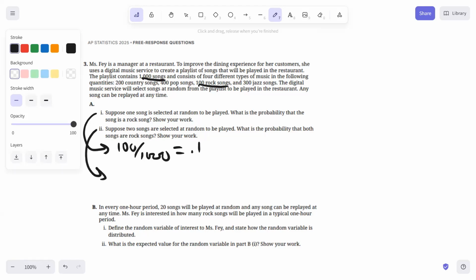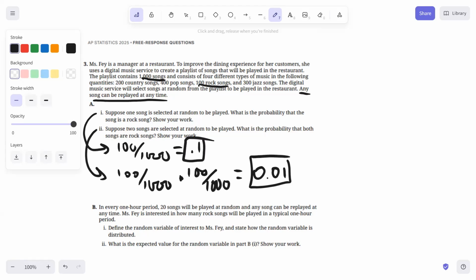Part 2, suppose 2 rock songs are selected at random. What is the probability that both songs are rock songs? Here's something you have to consider. It says any song can be replayed at any time, meaning this is sampling with replacement. So you would have 100 over 1,000 times 100 over 1,000, not 99 over 999, which is going to give us 1/10 times 1/10, or 1/100th.